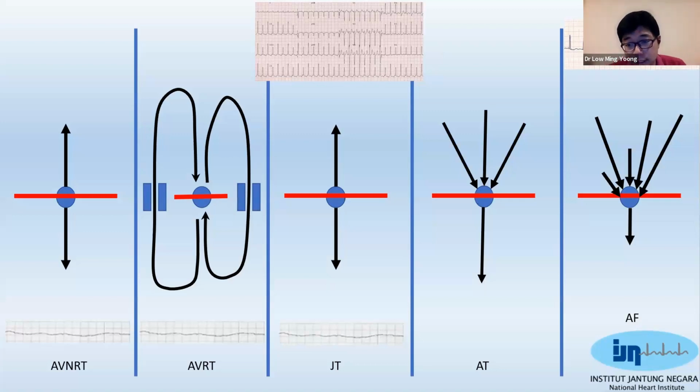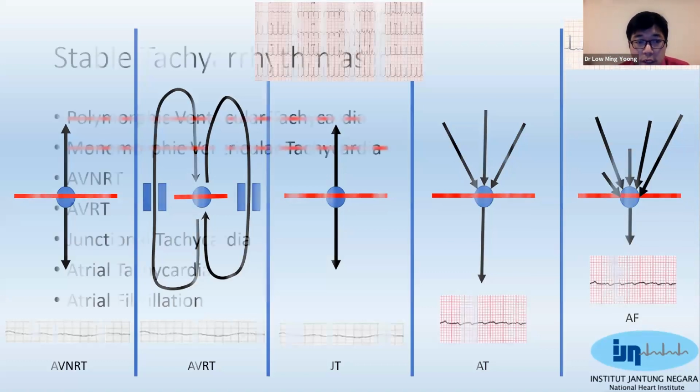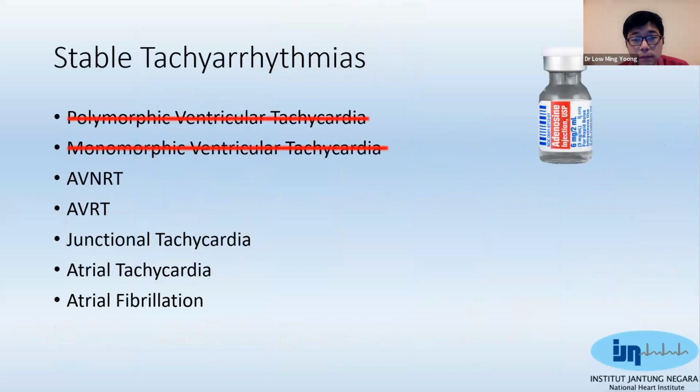Okay? Whereas for AT and AF, does it mean that adenosine is useless? Obviously not. So in AT and AF, you will see the underlying P wave. So if the patient is in AF, then you get very irregular P waves with no QRS, which makes it easier for you to see what is actually going on. If it's a flutter, which is an AT, or it's an AT, that means you get discrete P waves, you can also see it because there's now no QRS complex coming in to affect your ECG reading. Okay, so as a summary, adenosine is therapeutic if you have AVNRT, AVRT, junctional tachy, but it's diagnostic if you have atrial tachycardia and atrial fibrillation.